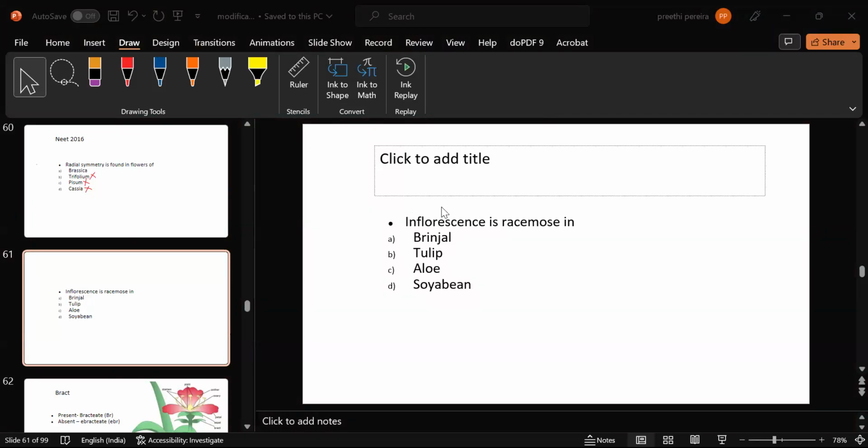Okay, so brinjal is what? Solanaceae family, right? So cymose should be the inflorescence. Tulip and aloe vera belong to Liliaceae. Soya bean is Fabaceae, so the racemose inflorescence is Fabaceae over here. Soya bean is an example for Fabaceae, no? So that is the reason why I told you all to learn the examples by heart. Questions are always asked from those examples, and these are the patterns of questions you get. Did you all understand the pattern?